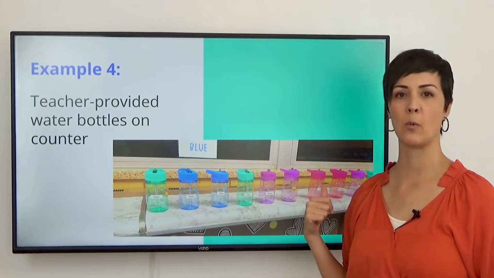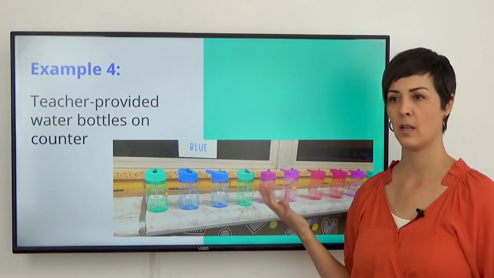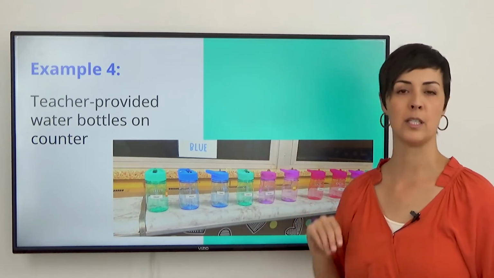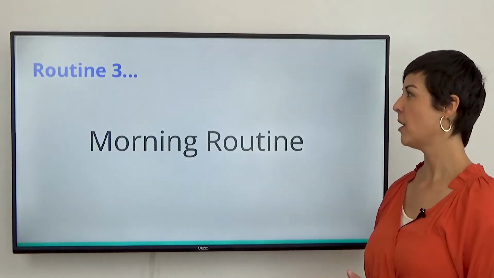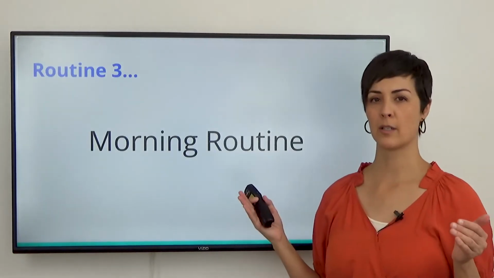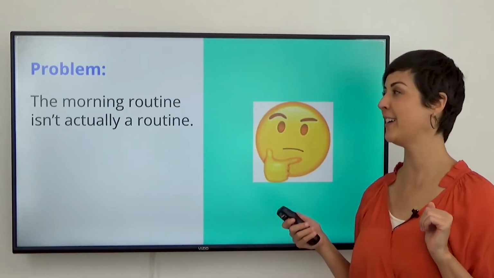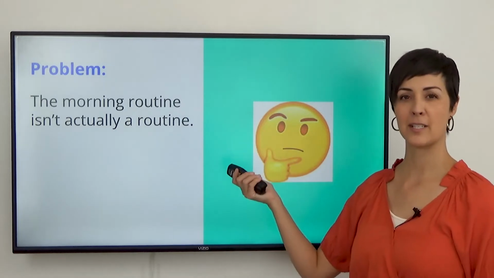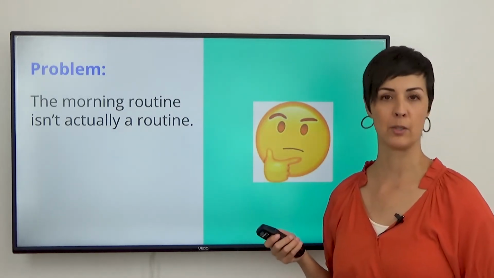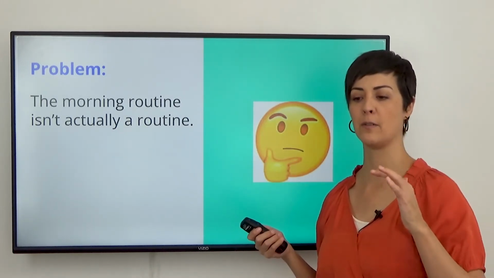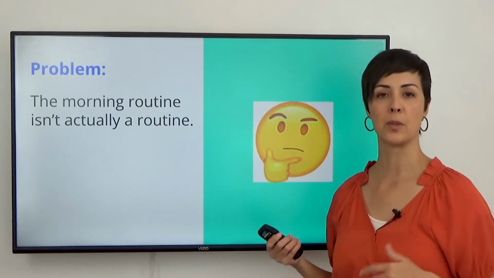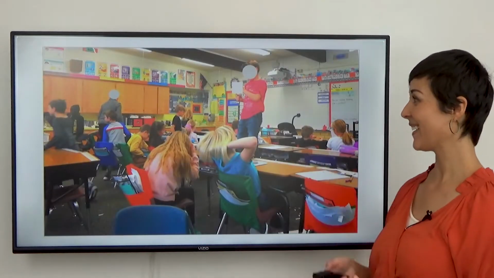Drinking fountains tend to take way too long unless you have access to like 5 drinking fountains immediately near your classroom. Okay, routine number 3 is going to take the longest to talk about. It's the morning routine. And here's why. Because in a lot of cases, the morning routine isn't actually a routine. There is no standard set of steps that are completed, and it tends to be chaos.